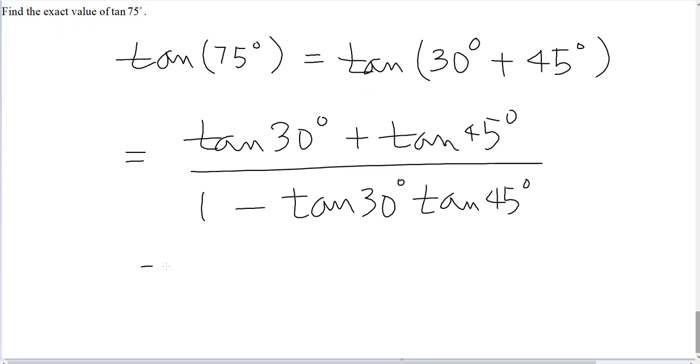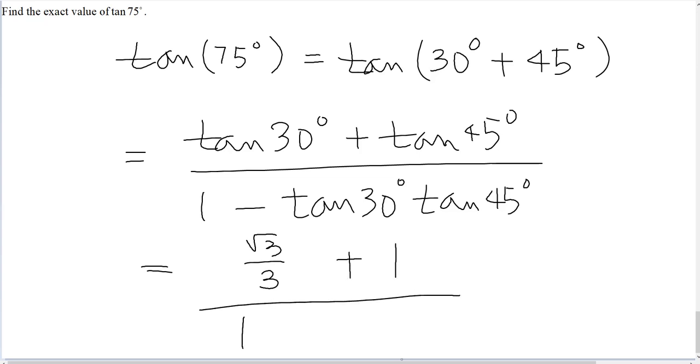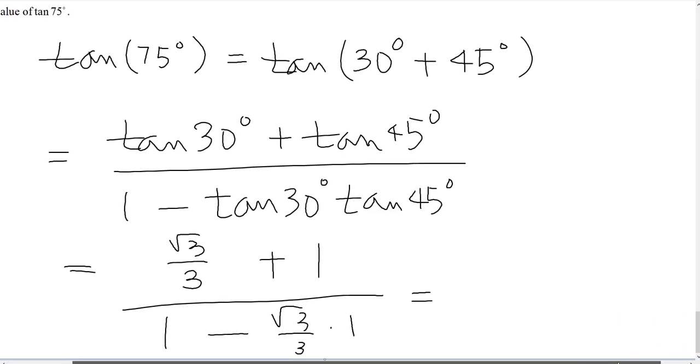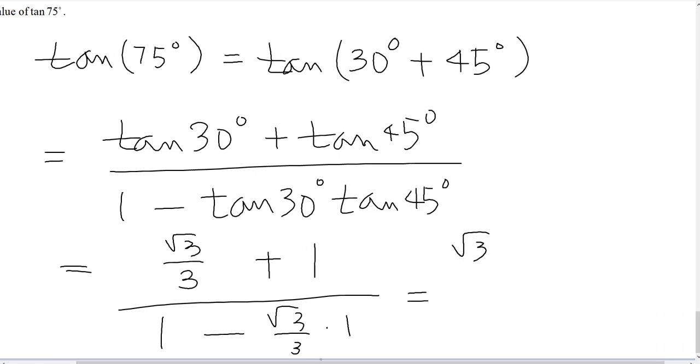And so tangent 30 is square root 3 over 3. I hope you know that. And tangent 45 is 1. And 1 minus tangent 30, which is square root 3 over 3, multiplied by 1. And so what you're getting is square root 3 over 3 plus 1 over 1 minus square root 3 over 3.